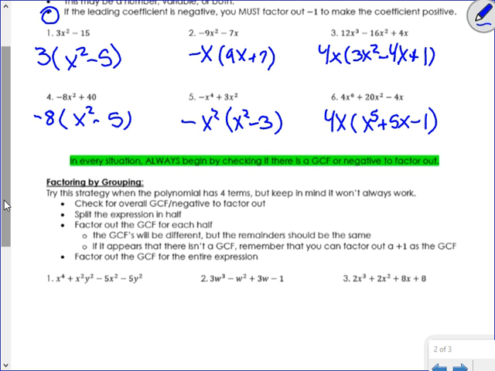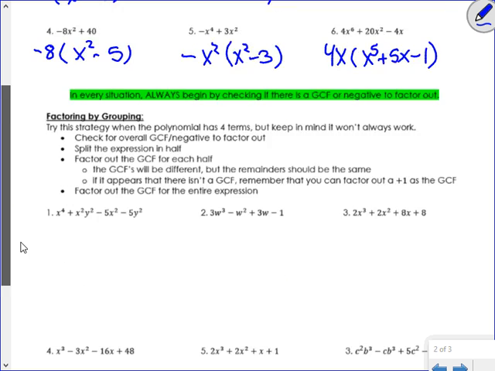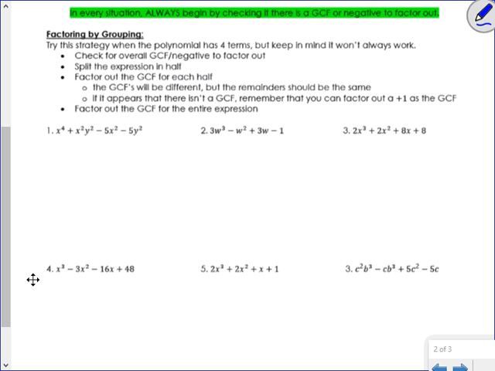Break it up into parts. Think of the number first, then variables, and then double check to see if there was a negative. Okay, make sense? Alright. Now we're going to do factor by grouping. This one's kind of fun. Factor by grouping, in every situation when you're factoring, always look for a GCF first. Because if you don't look for a GCF at the beginning and you start your process going down, it'll mess up the numbers at the end if you didn't take out the GCF at the beginning.